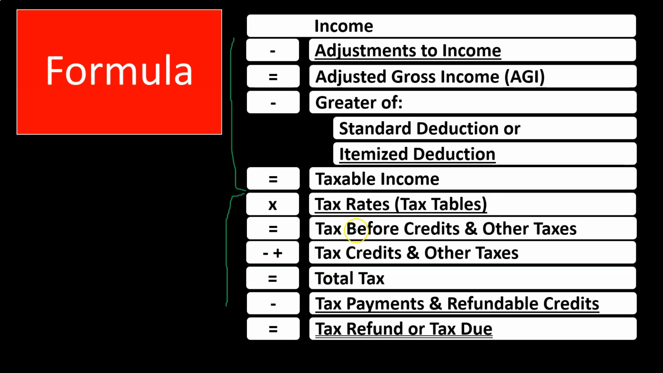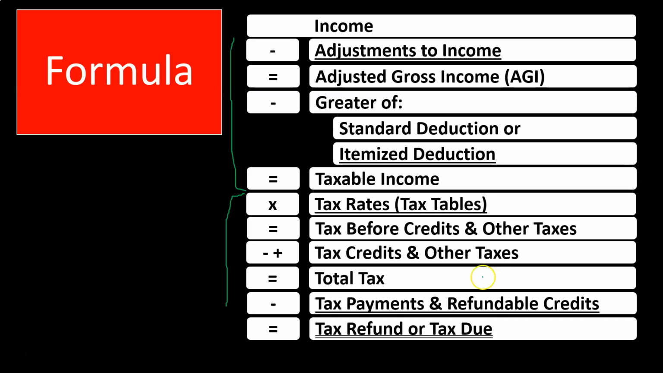Once you get to the taxable income, we have to calculate the tax on it. We have to use tax tables to do that because we have a progressive tax system. That gives us the tax before credits and other taxes, and then we add and subtract credits and other taxes like self-employment tax and AMT tax, if applicable. That gives us finally the total tax, and then we subtract out the payments that have already been made.